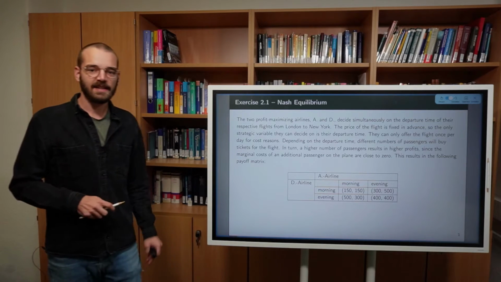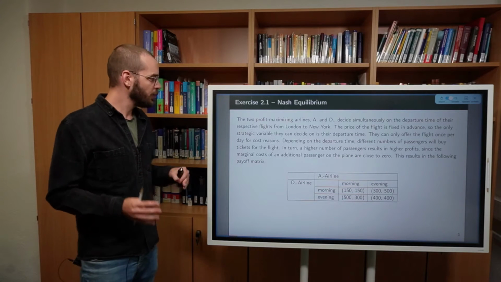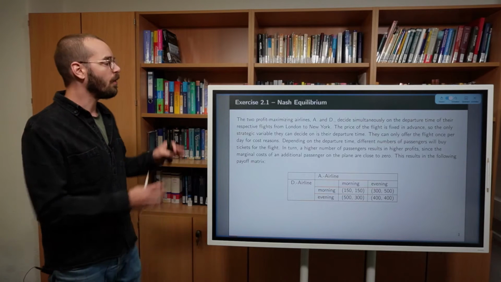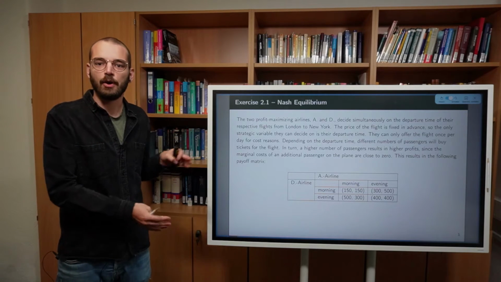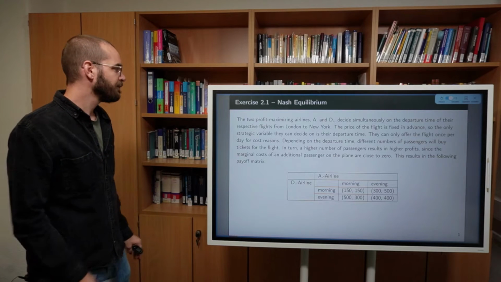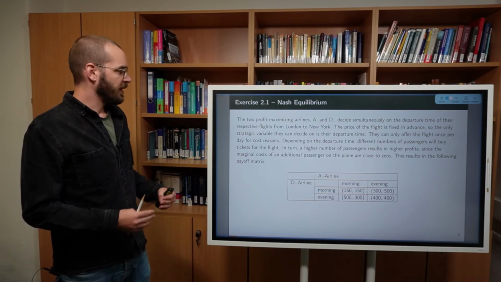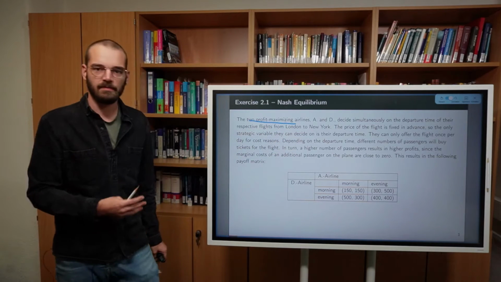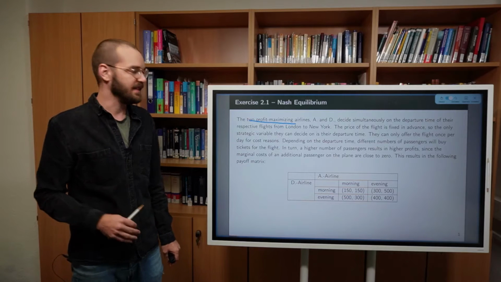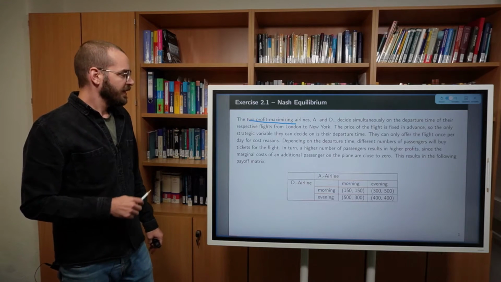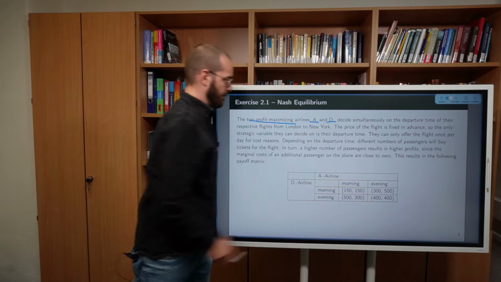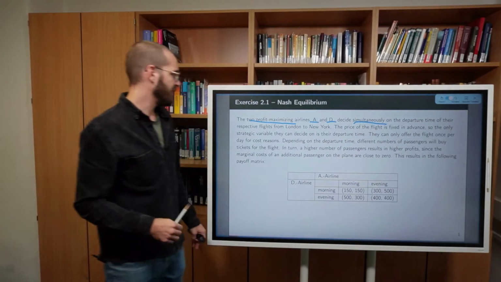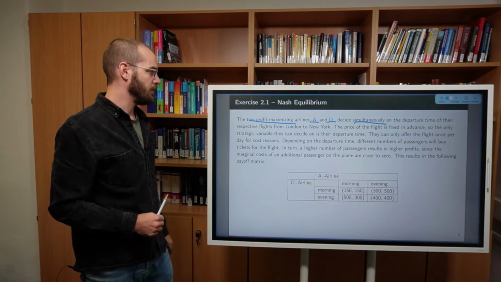Now in this exercise we are faced with a situation which I will sketch briefly, just so we don't have to go through all of the details laid out on this slide. In this situation that we are about to analyze, we assume that there are two profit maximizing firms, two profit maximizing airlines to be more specific. Let's call them airline A and airline D. These two firms decide simultaneously on the departure time of their respective flights from London to New York.